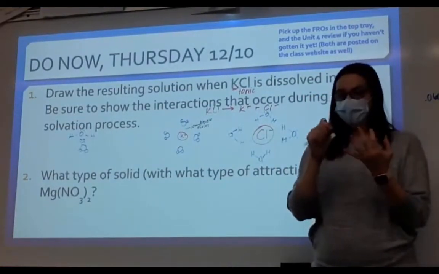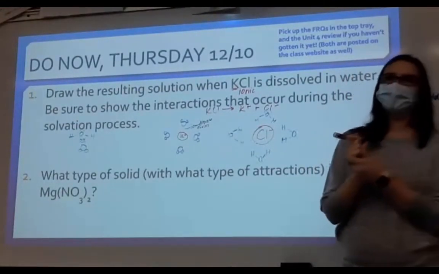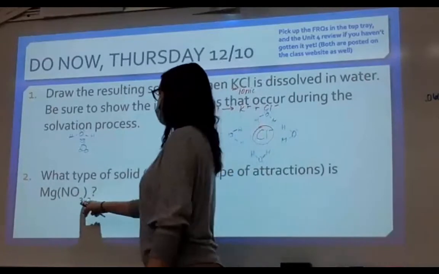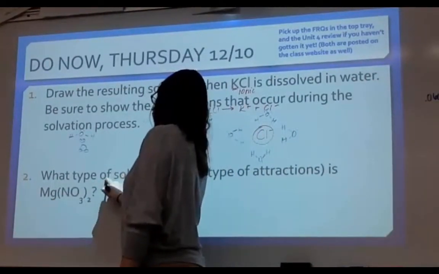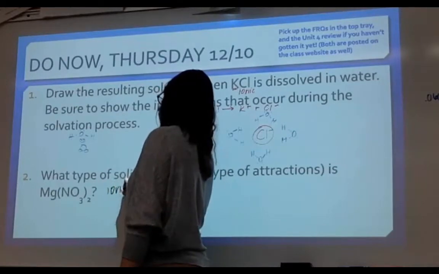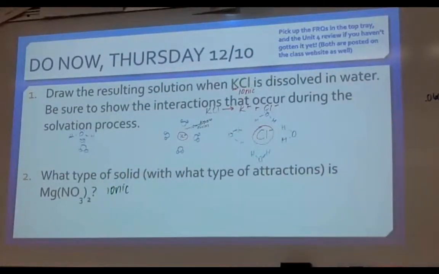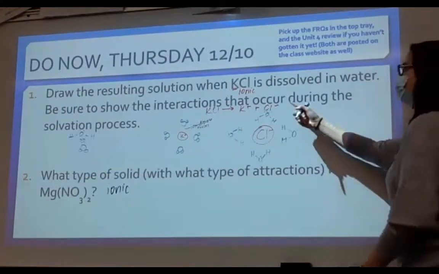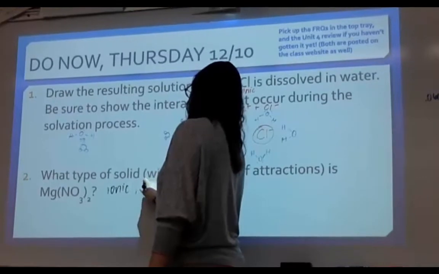Metallic is pure metals, and ionic is a metal and a nonmetal, or a metal and a polyatomic ion. This is a metal and a polyatomic ion, so this is an ionic solid. And then I asked what type of attractions hold it together. If you have an ionic solid, we just talked about it up here, it's held together with ionic bonds.